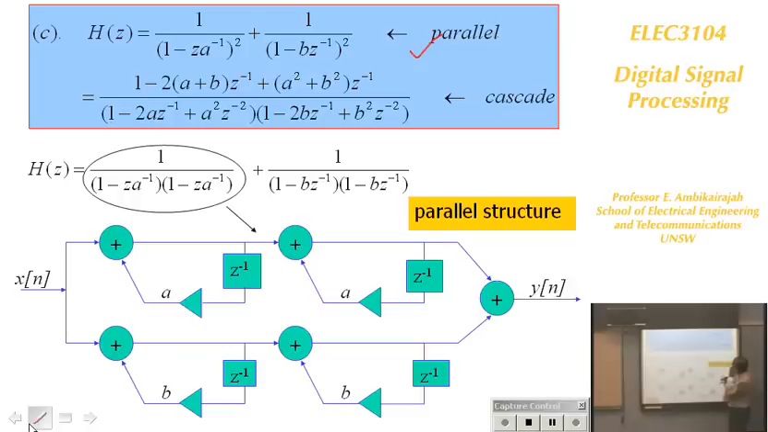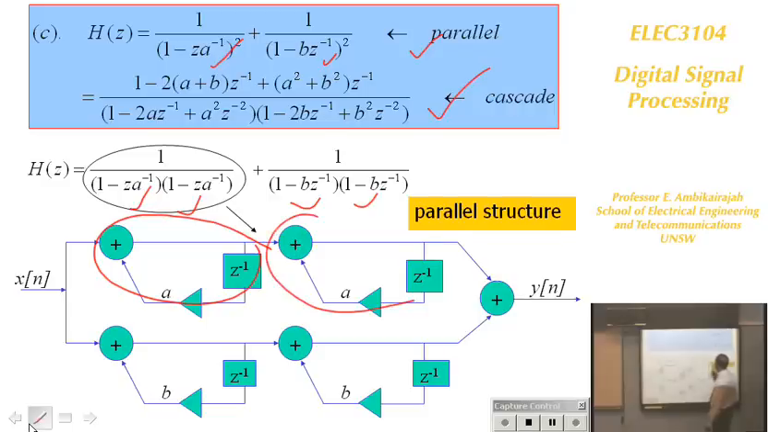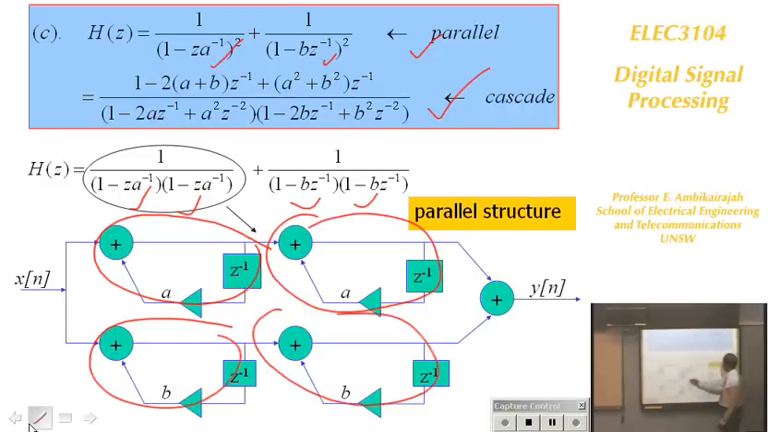Another example, and you can make them as cascade from here, just cross multiplying these, you get cascade structure. So if you take the parallel structure, I just separate them as 1, 2, separate this as 1, 2. So I got two things in cascade, that one in cascade. These two are in cascade, that one and that one in cascade, that's these two. And then both output are added together. So that output comes here, this comes here, added together. That's the parallel structure for this equation.